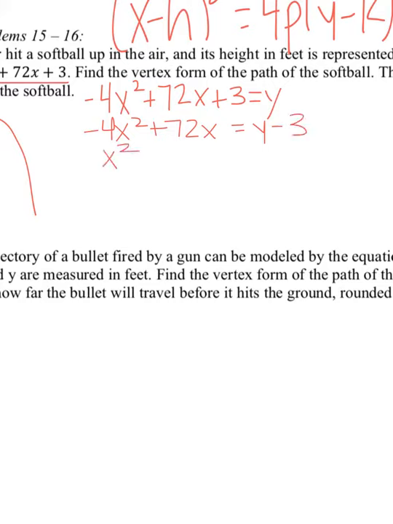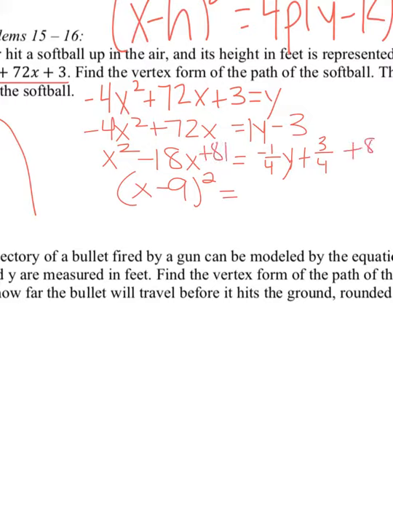So this is x squared minus 18x equals negative 1 over 4, right? 1 divided by negative 4 is negative 1/4. y plus 3 over 4. So now I can go into completing the square. So half it, square it. So negative 9 squared is plus 81. Plus 81, and now add it back. So this is negative 1 over 4y, and then 3 over 4 plus 81 is 327 over 4. You can do that right in the calculator.